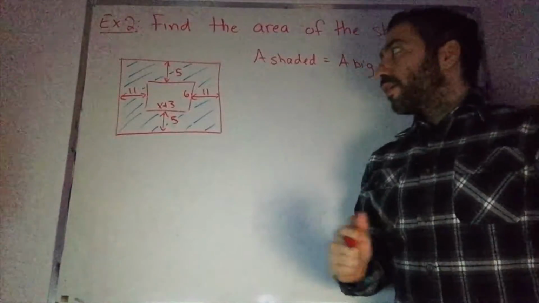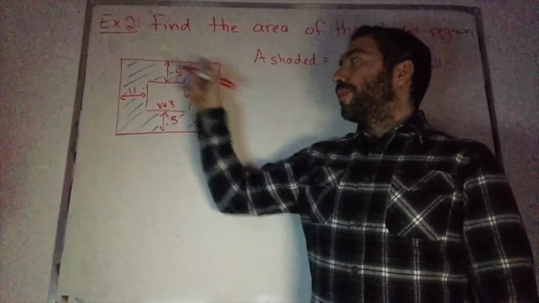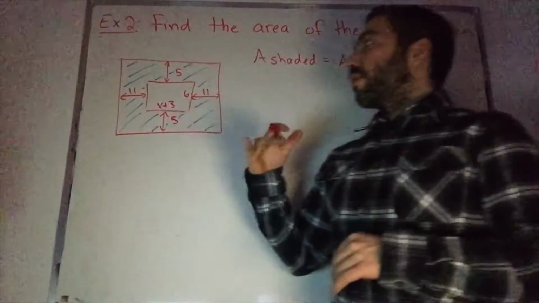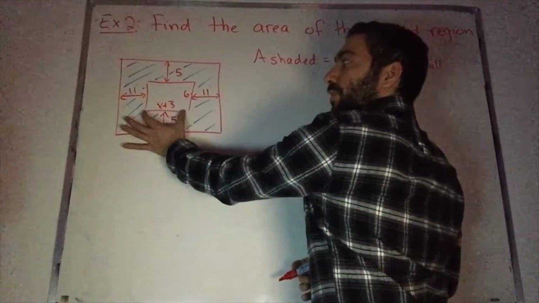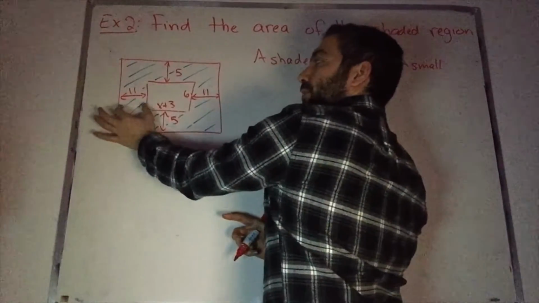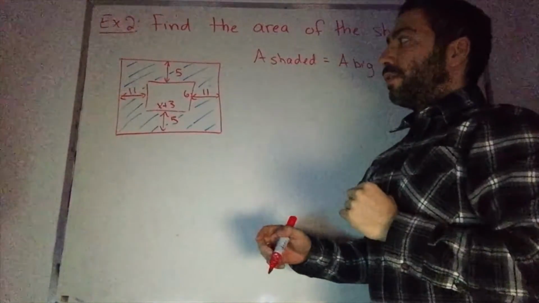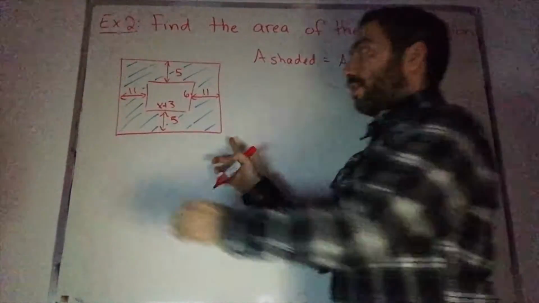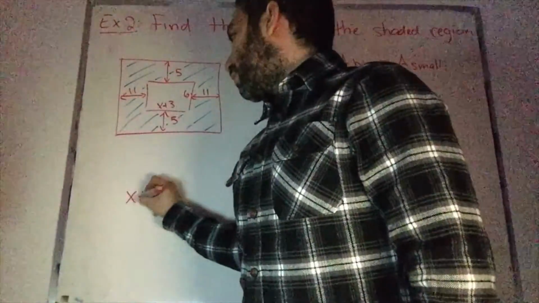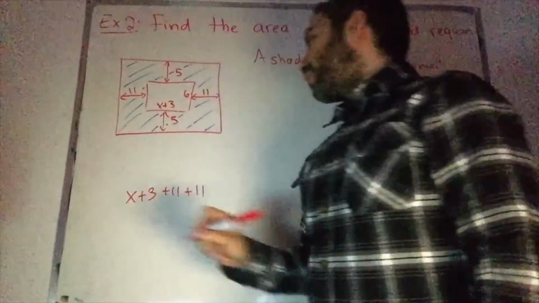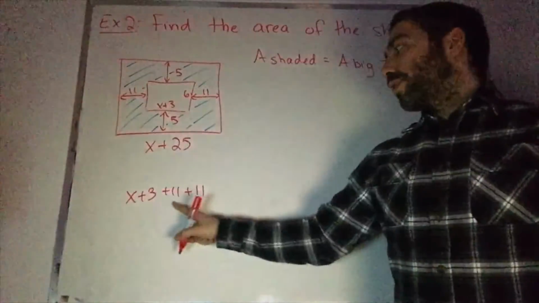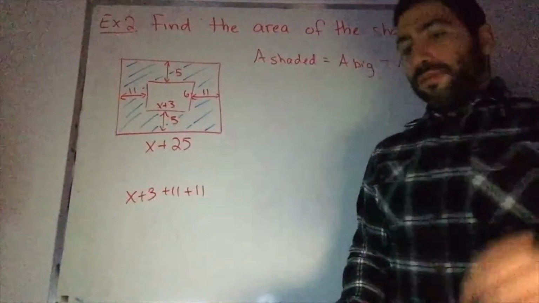Okay. So let's go ahead and right away find the dimensions of the big one. So if we use the horizontal distance, notice that this piece here is x plus 3. How do we find the total? Well, if this piece is x plus 3, and this piece is 11, and this piece here is also 11, to find the entire distance, all you have to do is add all your horizontal distances together. So you're going to do x plus 3 plus 11 plus 11. So the total distance here is x plus 25. 11 plus 11 is 22, plus 3 is 25.